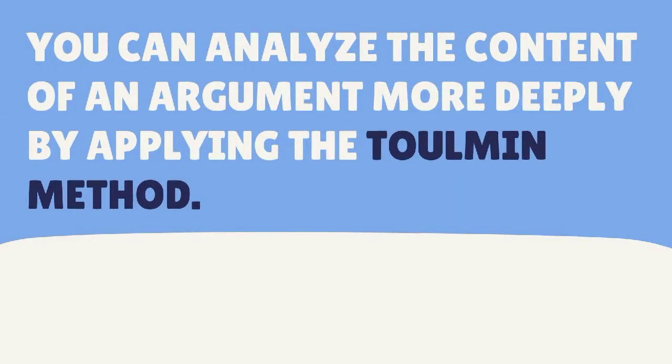You can analyze the content of an argument more deeply by applying the Toulmin method. This method was devised by philosopher Stephen Toulmin, precisely for the purpose of studying arguments. Using the Toulmin method, an argument can be more deeply analyzed by dividing the parts of an argument even further. With this method, we can look at the following elements of an argument: the claim, the ground or basis, warrant, backing, qualifier, and the rebuttal.